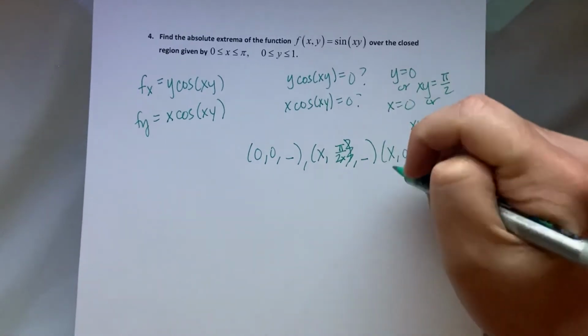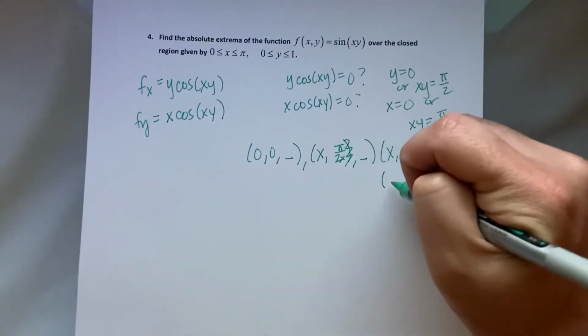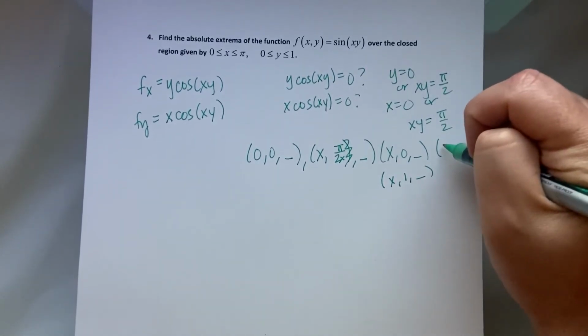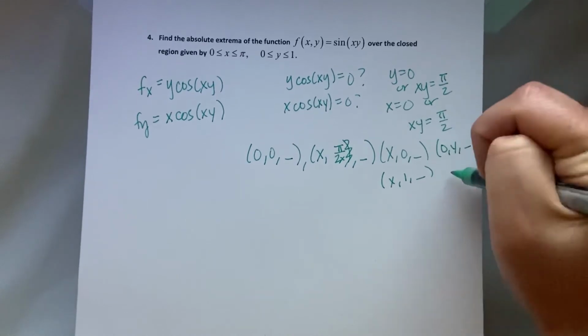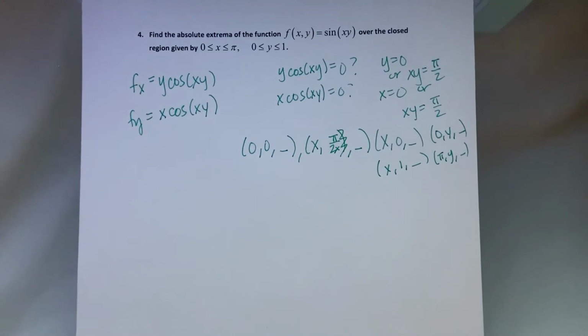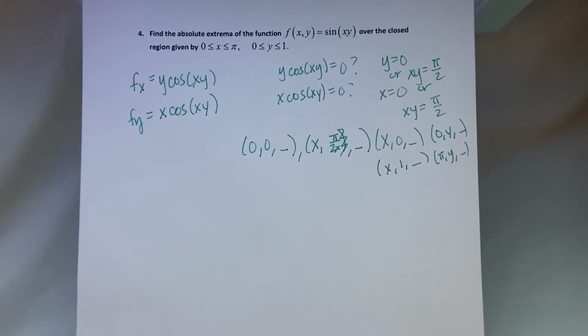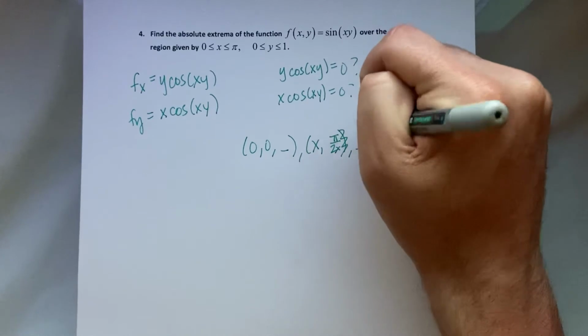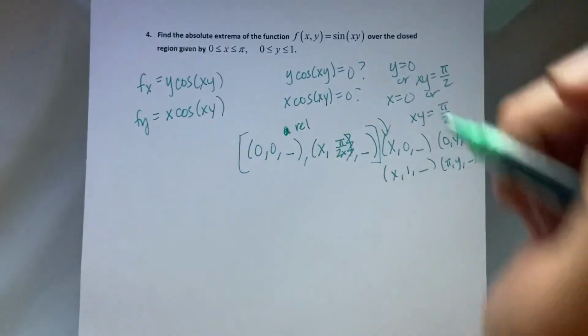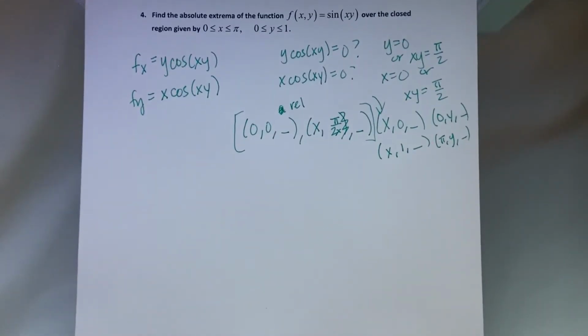So x, 0, the other boundary point would be x, 1. Then we would have boundary points otherwise, 0, y and pi, y. We'll worry about these boundary points in the end. That would be if we're doing relative extrema, we would have to check those. Since we're only doing absolute extrema, we don't need to check the endpoints. Or, I mean, we do. These would be the relative extrema. We need to check the endpoints since we're doing absolute extrema as well. Okay.